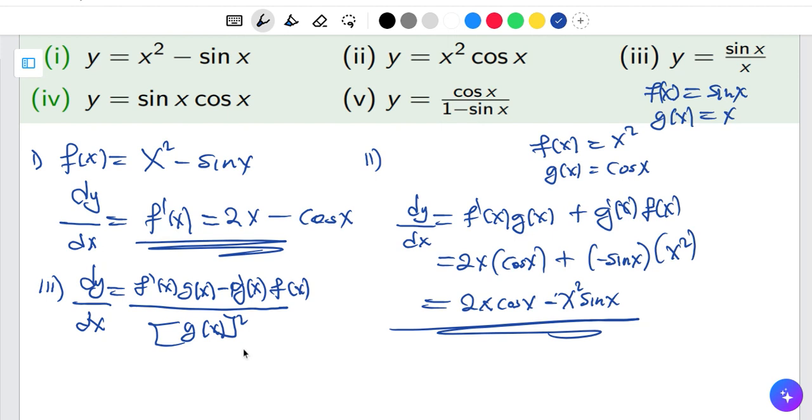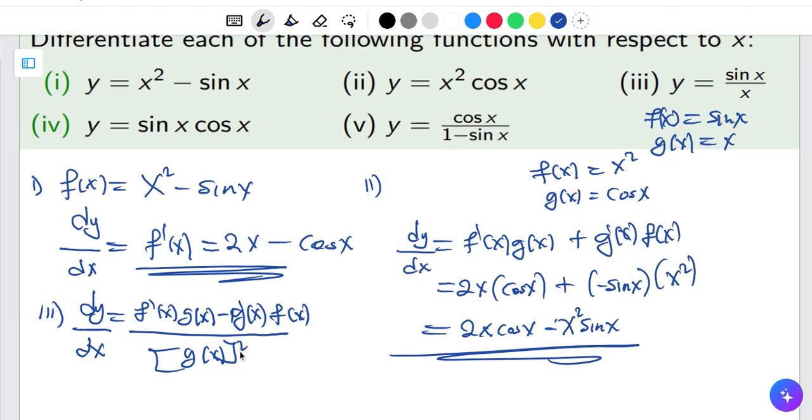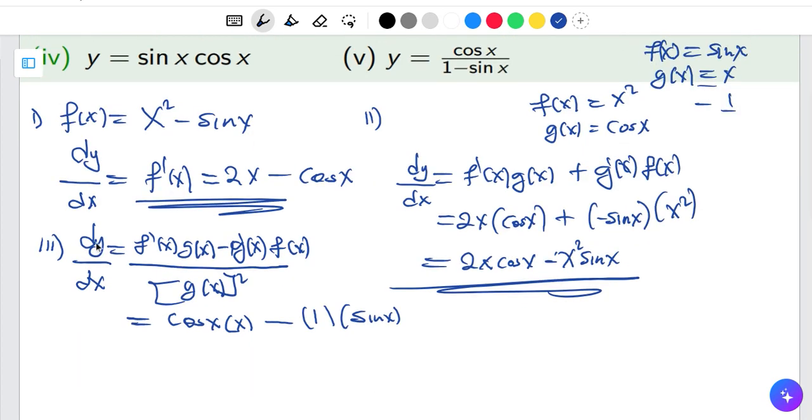The reason why we are using the quotient rule is because these functions are dividing each other. So let's find the derivative of f. The derivative of sine is cos. Then what is g? g is x. Then minus the derivative of g. The derivative of x is 1. Then the original function of f is sine x, then divided by the g function squared. The g function there is x.